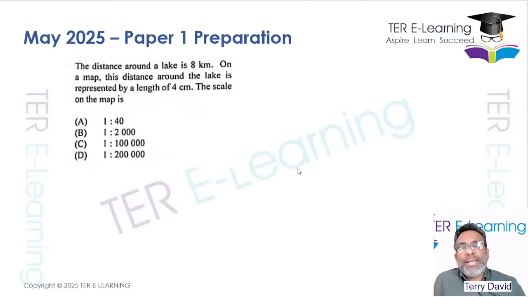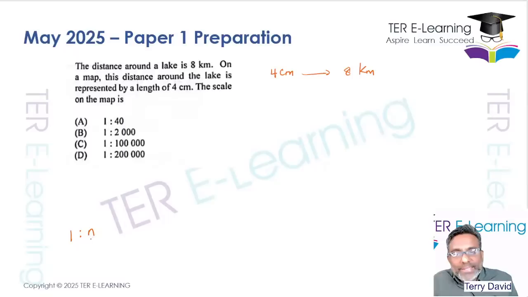The distance around the lake is 8 kilometers. On a map, this distance on the lake is represented by 4 cm. What is the scale? So you're talking about a scale here. 4 cm on a map represents 8 kilometers. Now, whenever you have a scale written as 1 to n, the unit for the left has to be the same as the unit for the right. Right now, you have cm on the left and kilometers on the right.